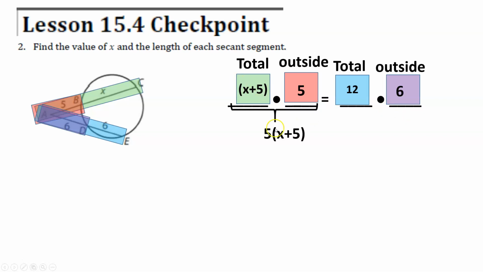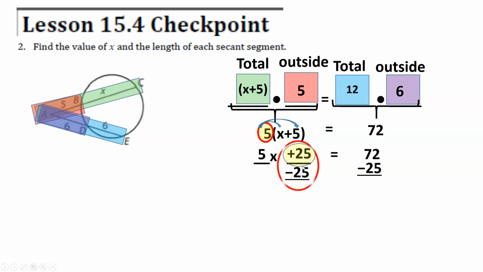All right, let's work this out. Remember, a number times a quantity is just that number times that quantity. 12 times 6, 72. Let's go ahead and distribute 5 times x and 5 times 5. Go ahead and work out what that might be. And unpause, that would be 5x plus 25. What's the opposite of adding 25? Subtracting. So we'll subtract 25 from both sides.